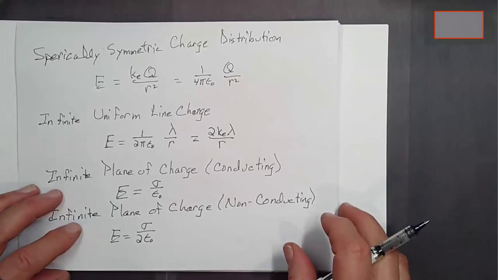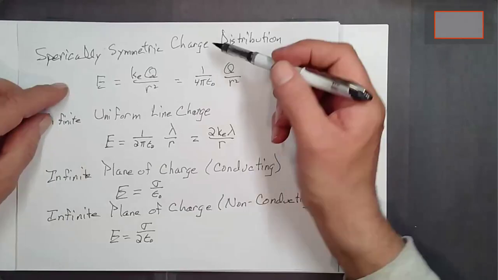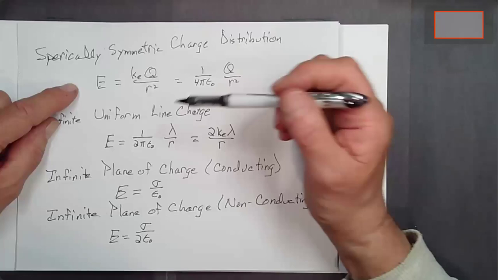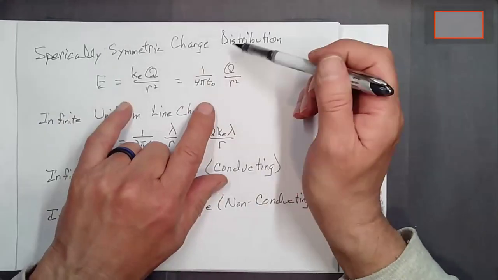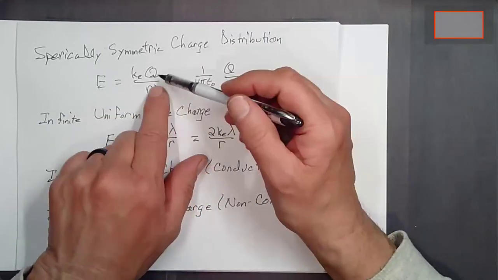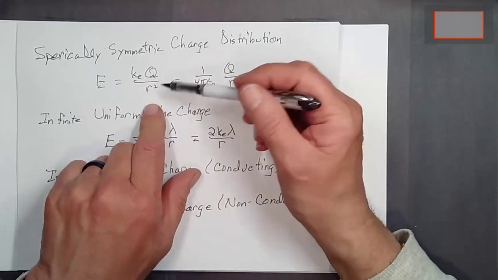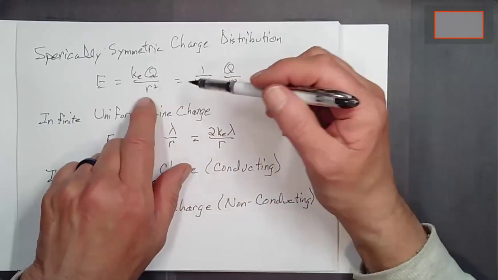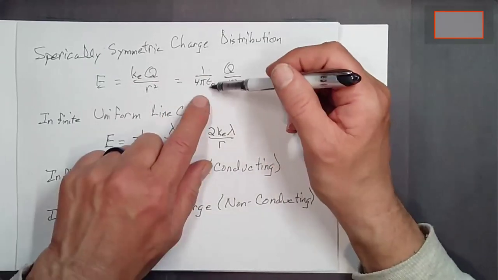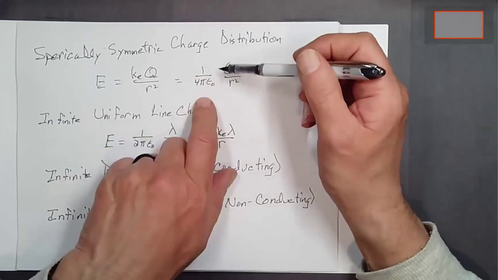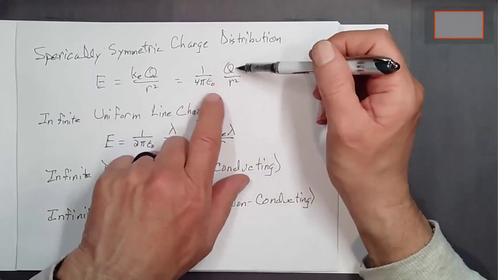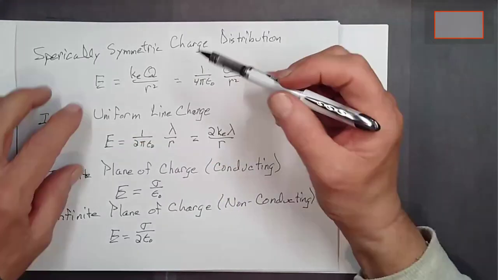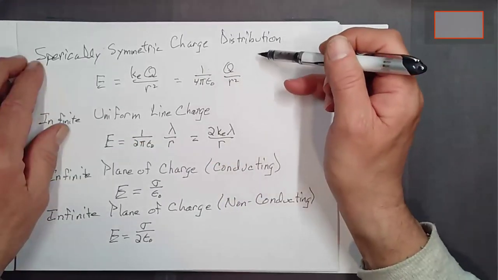Some other ones that we'll need are the electric fields of some charge distributions of different shapes. If you have a spherically symmetric charge distribution that has a total charge Q, the electric field is going to be k sub e Q over r squared, or since k sub e is 1 over 4 pi epsilon naught, you could also write it 1 over 4 pi epsilon naught Q over r squared. And so that's for that type of charge distribution.